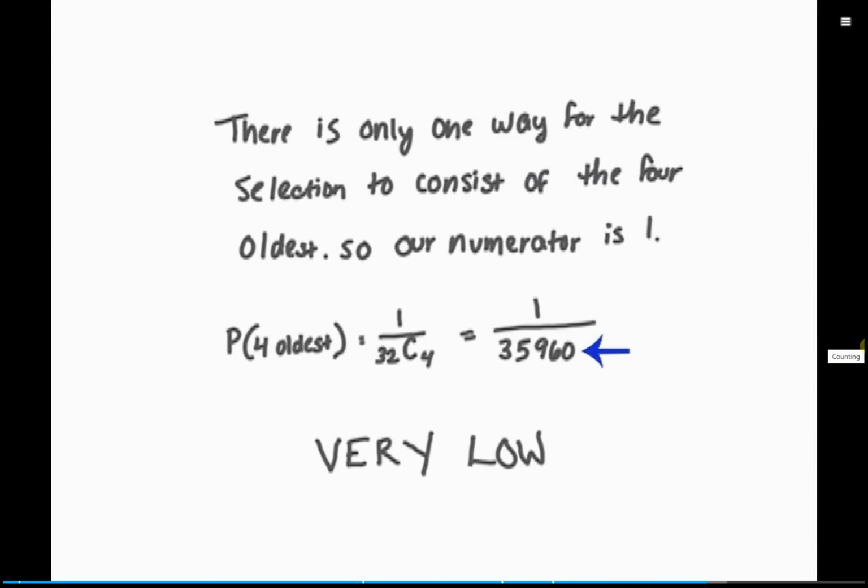35,960. So out of the different ways they could select 4 individuals, there are 35,960 possible different ways they could do that. There's only one of those that consists of the 4 oldest. So maybe I had a right to be critical, because that's an extremely low number. Likely they selectively chose the 4 oldest and did not use random selection here, because that's a very low probability.